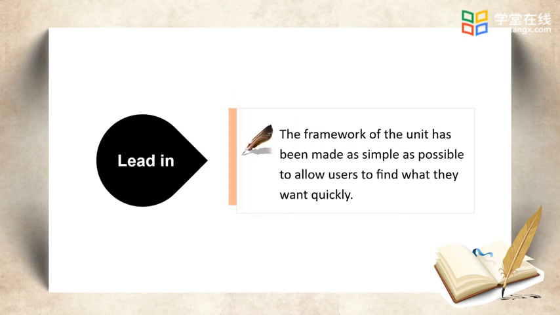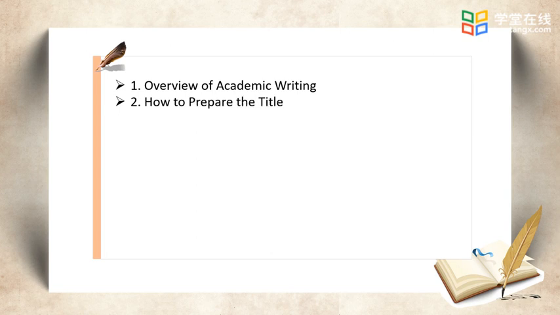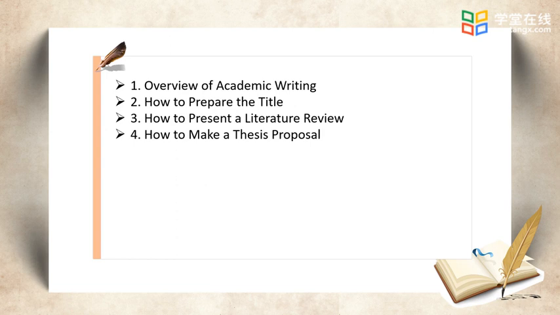The framework of the unit has been made as simple as possible to allow users to find what they want quickly. It will include 10 chapters. Chapter 1. Overview of academic writing. Chapter 2. How to prepare the title. Chapter 3. How to present a literature review. Chapter 4. How to make a thesis proposal. Chapter 5. How to write the thesis introduction.